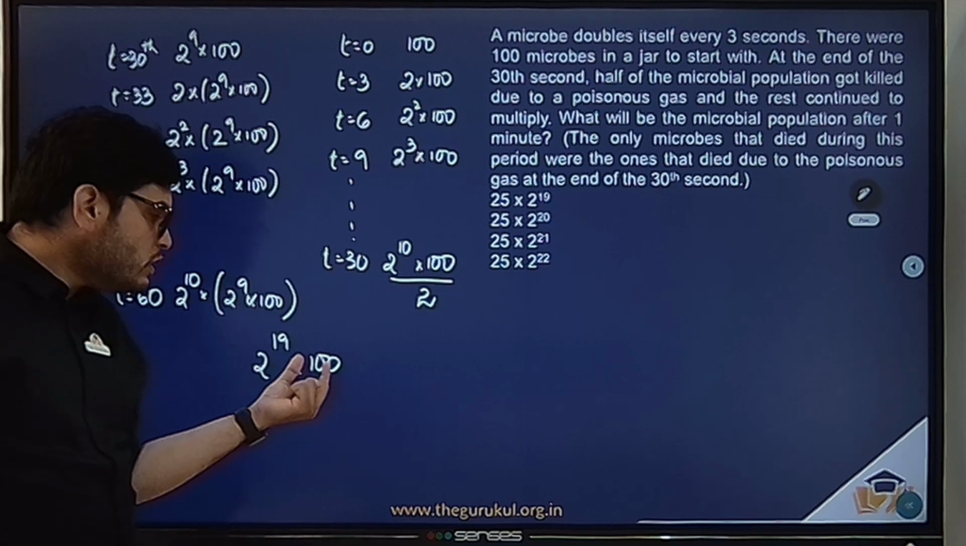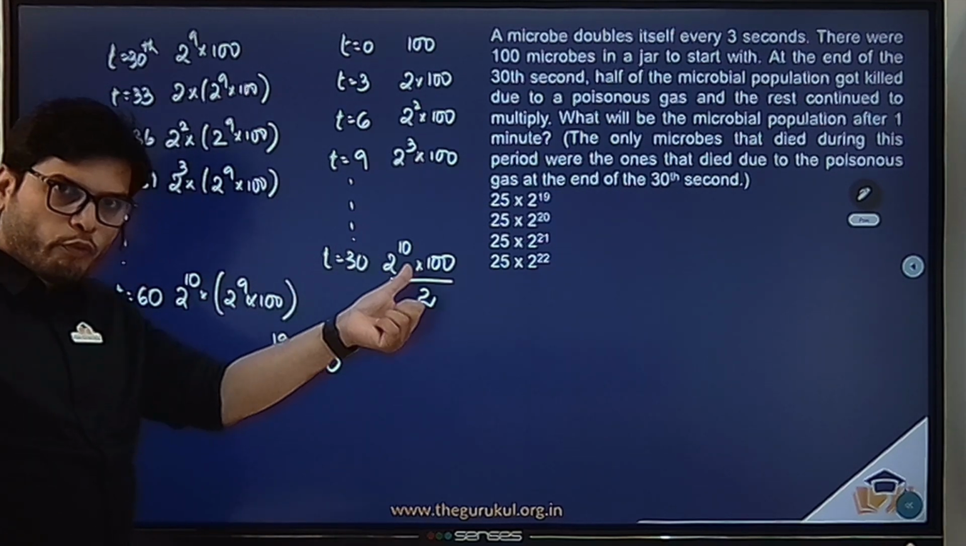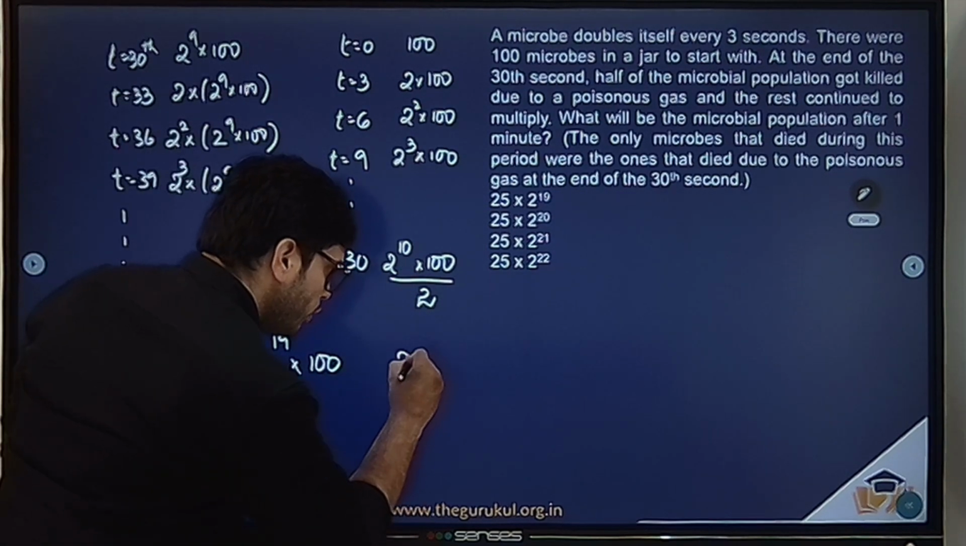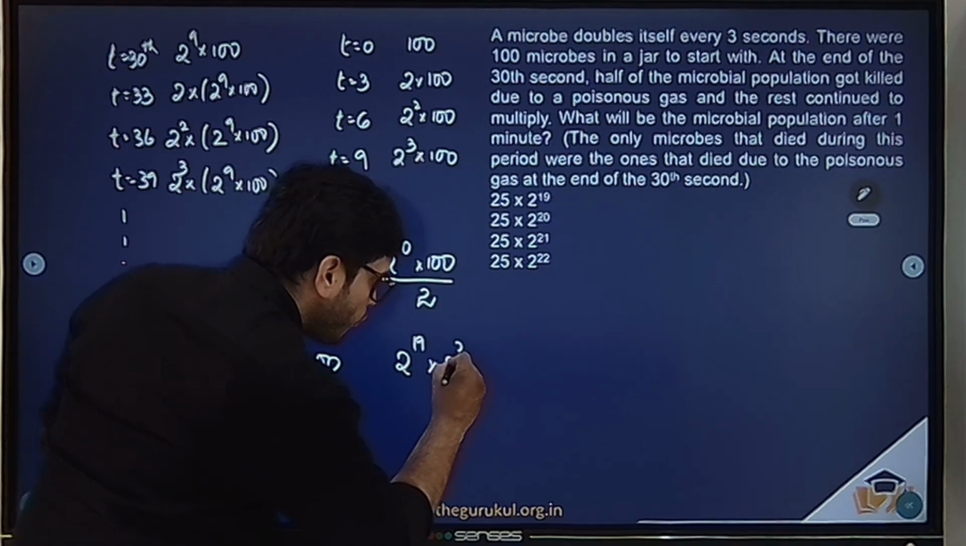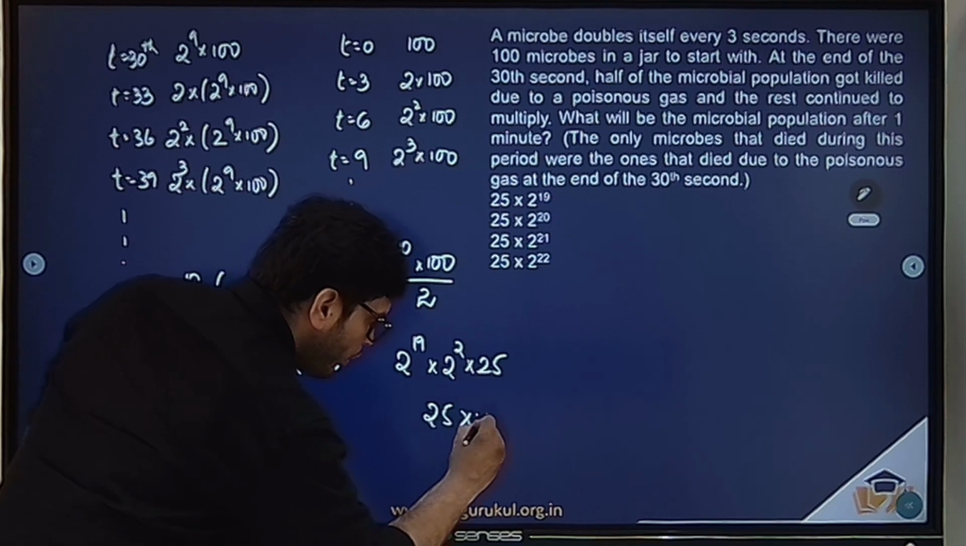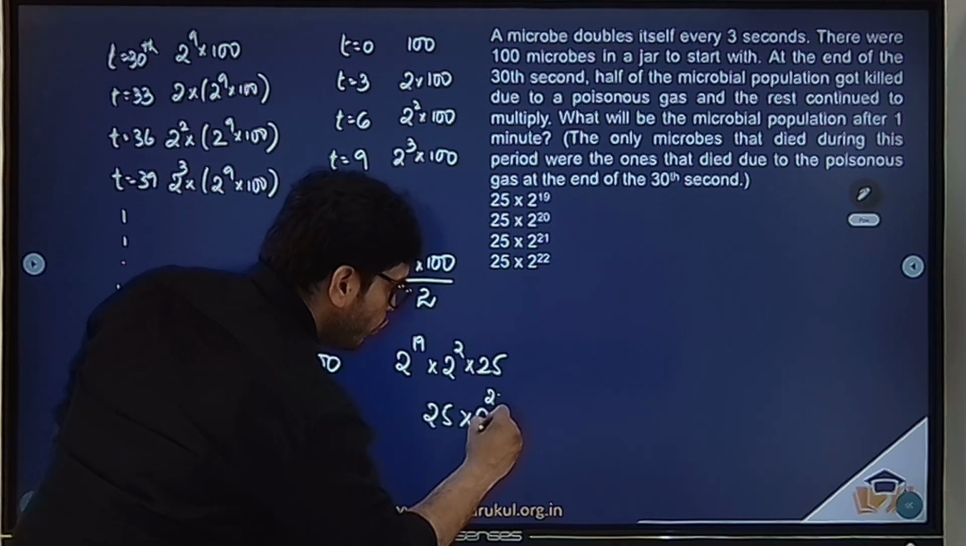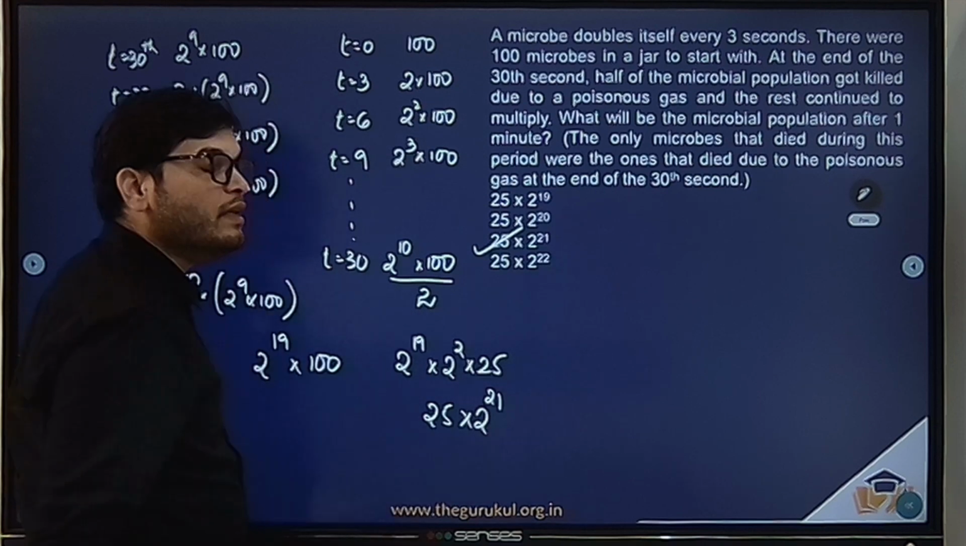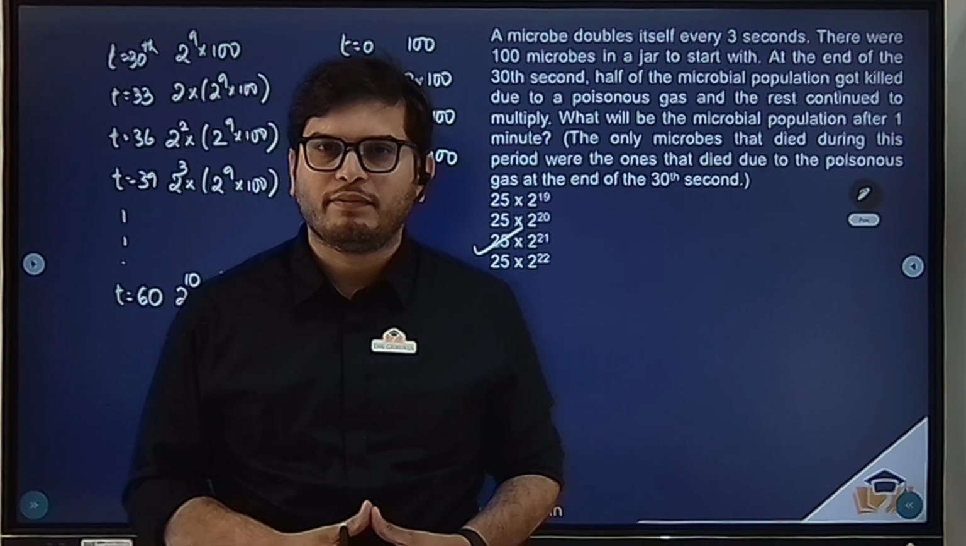Right. Now I can still factorize 100 as 4 into 25. That is nothing but 2 power 19 into 2 square into 25. That would be 25 into 2 power 19 plus 2, 21. Hence option C should be the answer for this question.